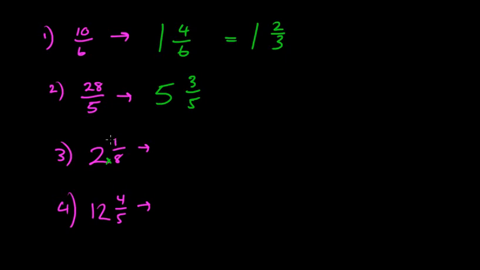Now the improper fractions. 2 times 8 is 16. Add the 1, makes 17 over 8. And 12 times 5 is 60. 60 plus 4 is 64 over 5.